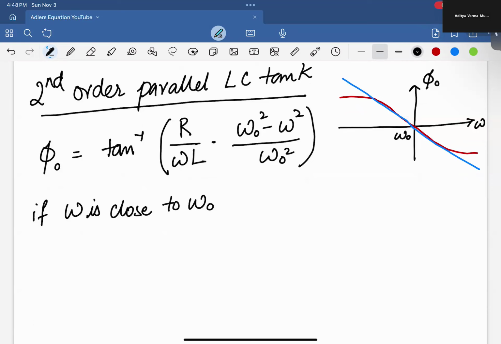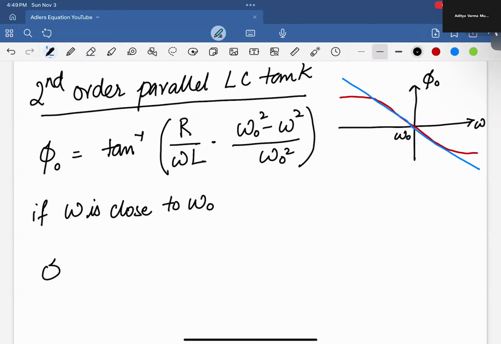And when it's linear, tan inverse of this is essentially just the function itself. Because we know that tan inverse of x is approximately equal to x, right? So that's what I'm using here. It's a linear approximation of the tan inverse function.